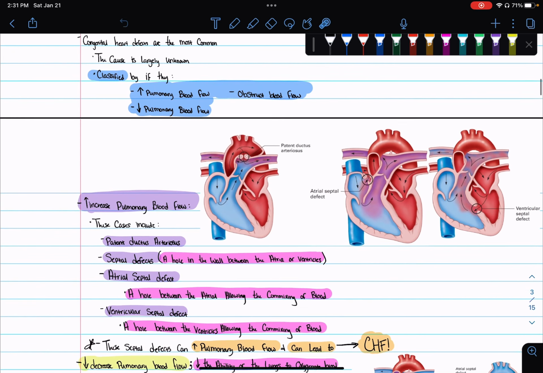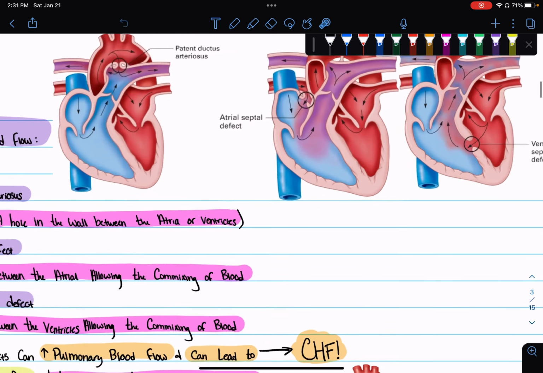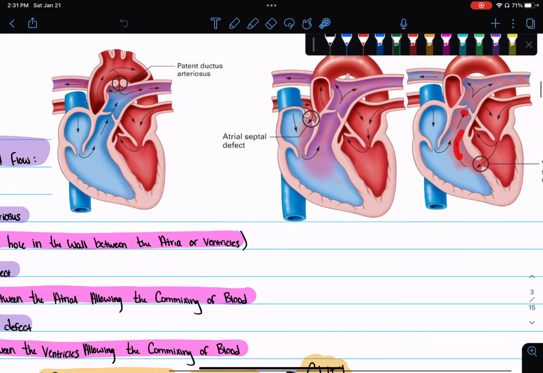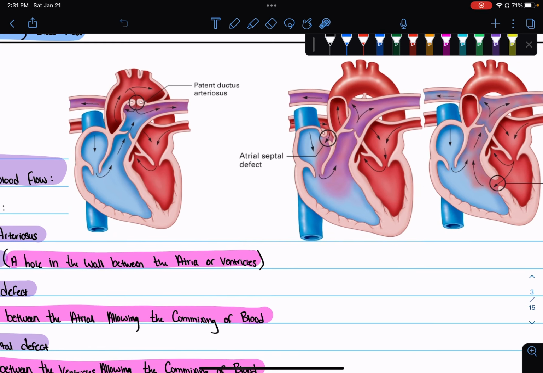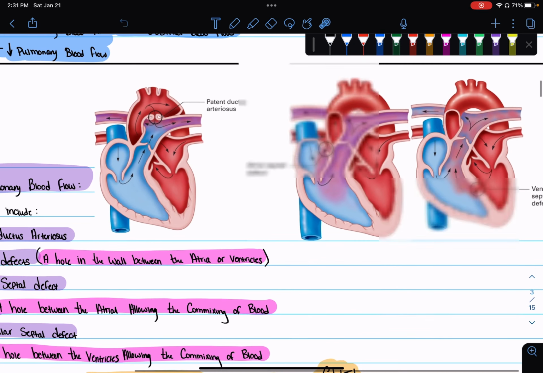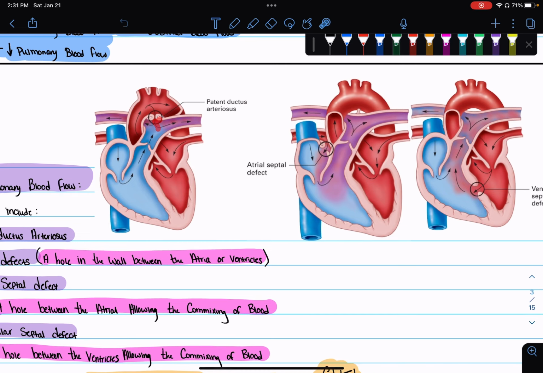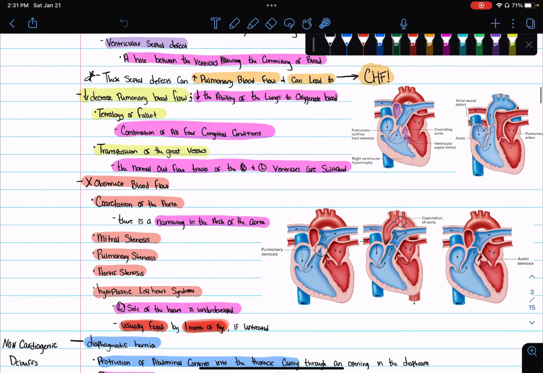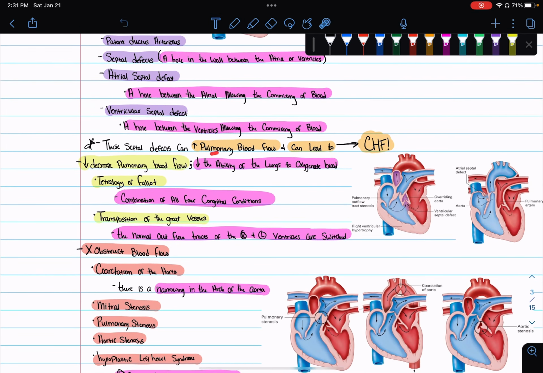Some congenital abnormalities, nothing too much to worry about. But there is a big chance that some of these will remain patent, and these will have to be corrected soon enough, because you are going to get a mixture sometimes of this blood. So you're going to have venous and arterial blood mixing, which is no good. These septal defects can increase pulmonary blood flow and can lead to CHF.